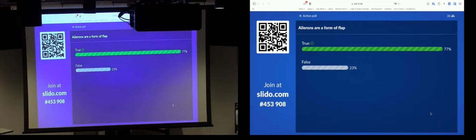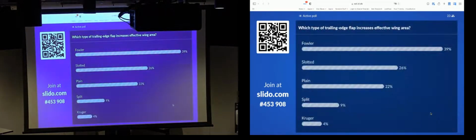And the like. Okay. Which type of trailing edge flap increases the effective wing area? Is it a Fowler flap, slotted flap, plain flap, split flap, or Kruger flap? And the right answer, what 39% of you put, is the Fowler. The Kruger flap is a leading edge device of a specific type, and we'll talk a little bit more about that. Plain flaps are like standard ailerons. They just bend up or down.